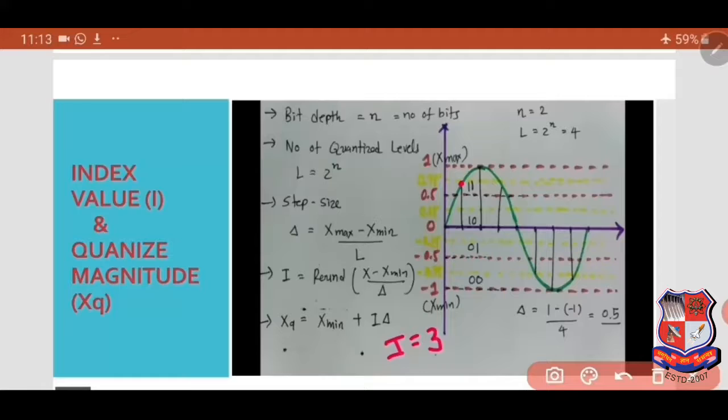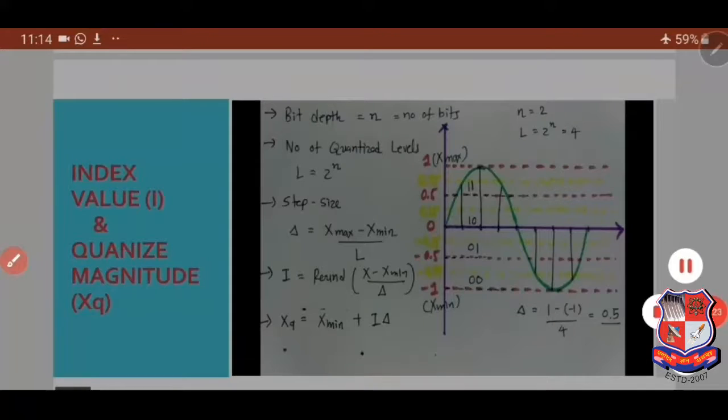Okay, so we have to repeat those steps for each and every sample to find the index values. Repeating those equations and taking the different sampled values of the signal, you will get the 6 different index values, and then those index values we will put into the table.